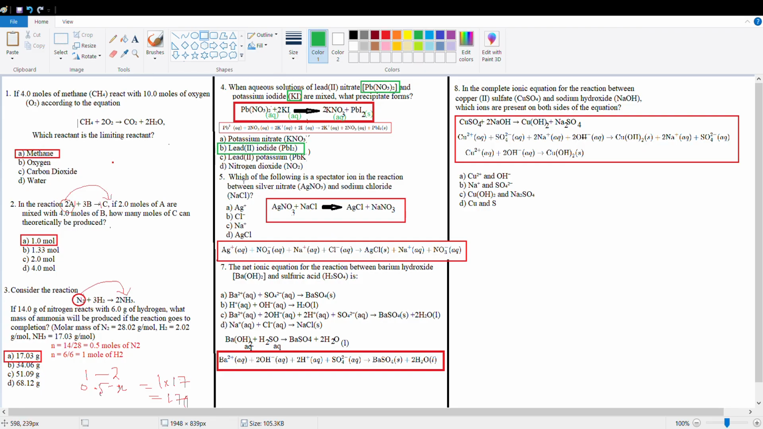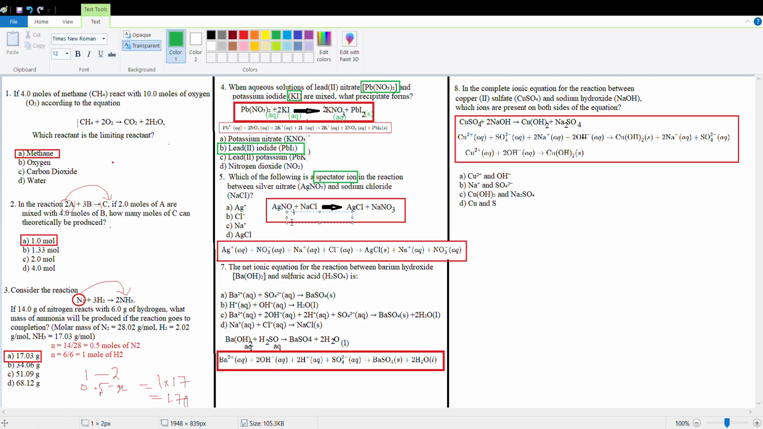Going to question number 5 now. See which of the following is a spectator ion. A spectator ion is an ion basically which is repeated in a chemical equation. Now what happened here, we are having silver nitrate and sodium chloride. Silver nitrate and sodium chloride means we are having aqueous, because as I mentioned to you, all nitrates are soluble, so this is also soluble straight away. And I know sodium chloride can be dissolved.